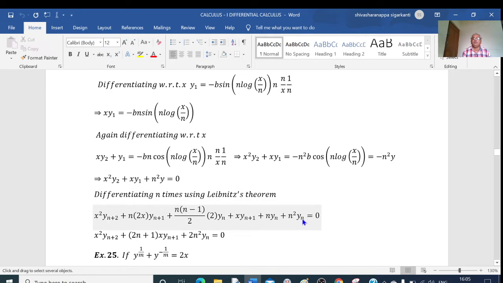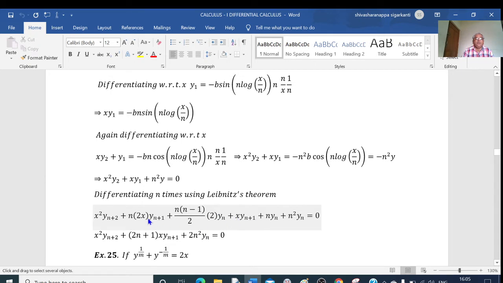The nth derivative of y, yn, is equal to 0. Now writing the terms in order. First I will write the yn plus 2 terms. Only one term is there: x square into yn plus 2. Then the yn plus 1 terms: there is 1 yn plus 1 term.